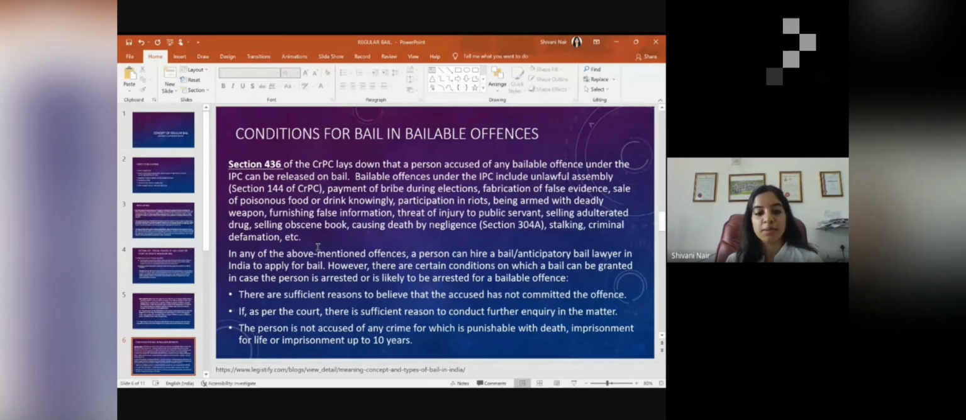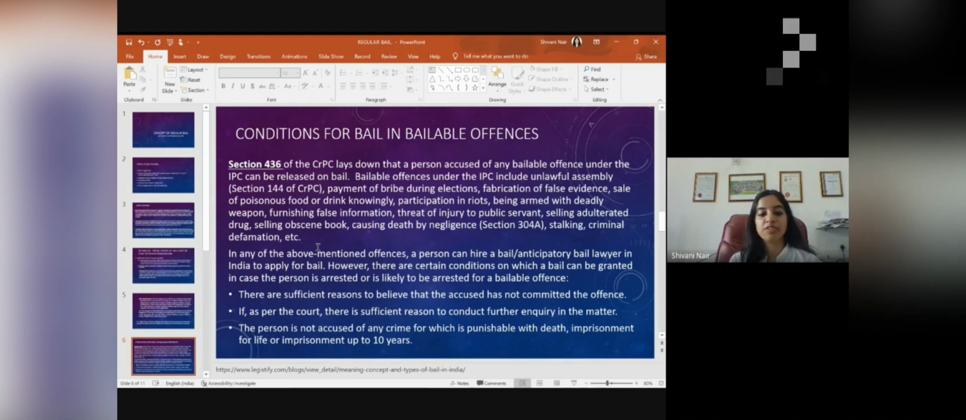Now, in any of the above mentioned offences, a person can hire a bail or anticipatory bail lawyer in India to apply for bail. In this case, we would be hiring a person who would be dealing in regular bail. However, there are certain conditions on which the bail can be granted in case a person is arrested or is likely to be arrested, which in the present case is to be arrested. There are sufficient reasons to believe that the accused has not committed an offence. This is one of the conditions where regular bail can be granted.